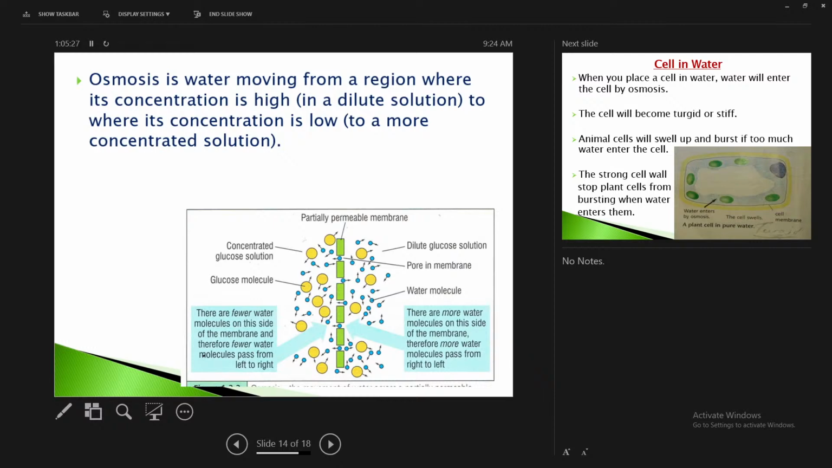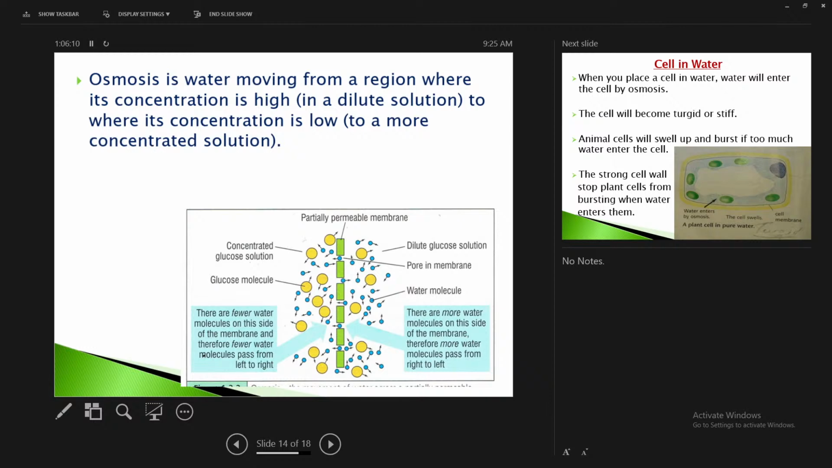Right. So osmosis now. The point I'm saying is that osmosis is water moving from a region where its concentration is high, that means in a dilute solution, to where its concentration is low, that means to a more concentrated solution. So when we are talking about the movement of water, water moves in and out of a cell by that process that is known as osmosis.